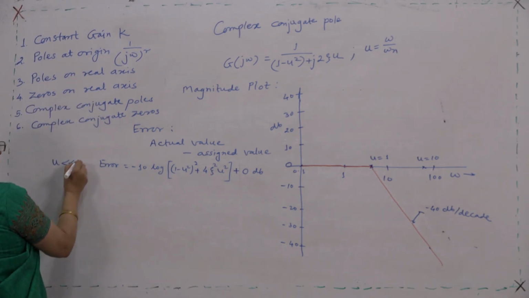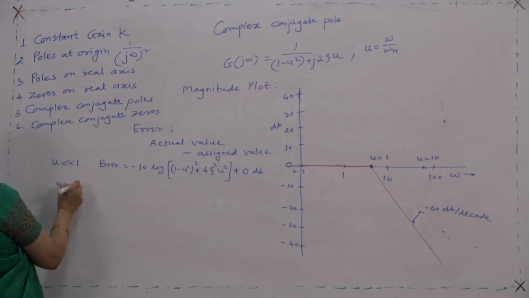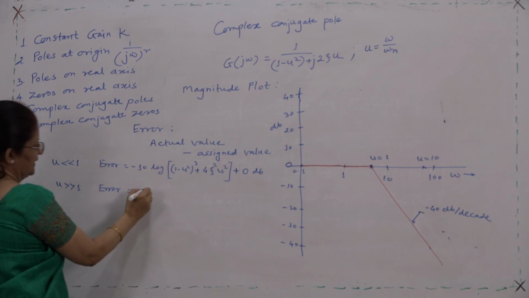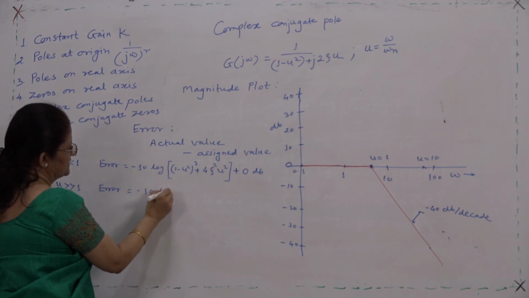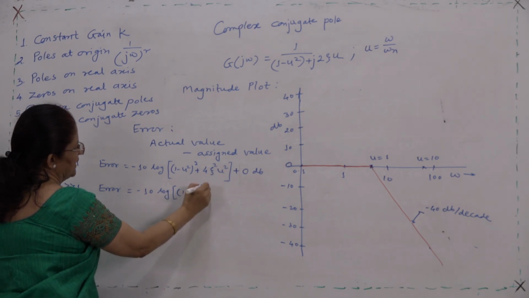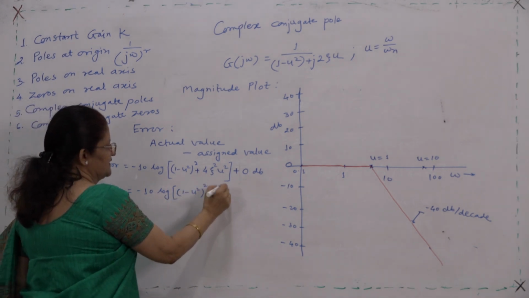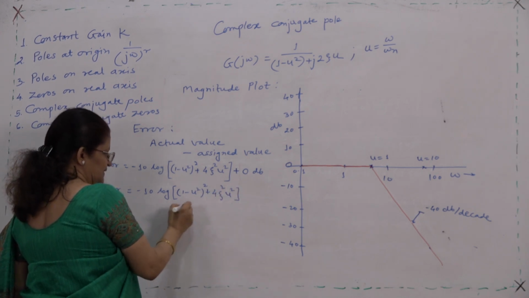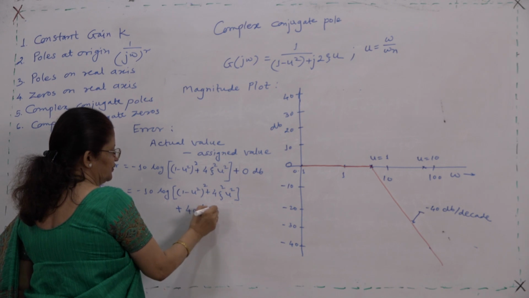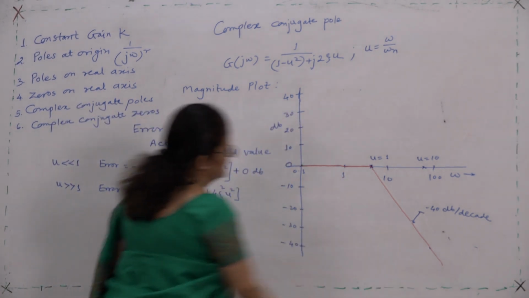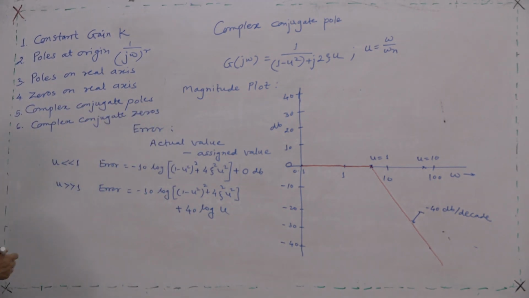When you are considering u far greater than 1, what will be the error? Error will be, this is the actual value, minus 10 log of 1 minus u square bracket square plus 4 zeta square u square, minus minus plus 40 log of u. The assigned value which we are considering in this plot is minus 40 log of u. So, this is your error.